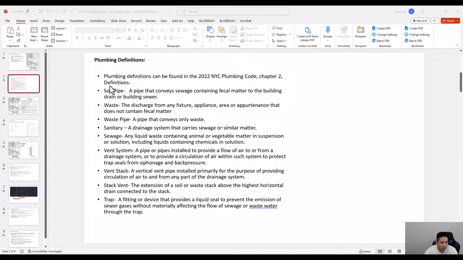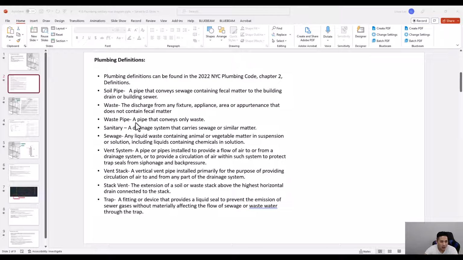So these are some of the main terms that I want to cover, which apply to this video. Soil pipe: a pipe that conveys sewage containing fecal matter to the building drain or building sewer. Fecal matter being the byproducts of digestion that will go into a water closet. Waste piping: the discharge from any fixture, appliance, area, or appurtenance that does not contain fecal matter. So it's everything other than what goes in a soil pipe.